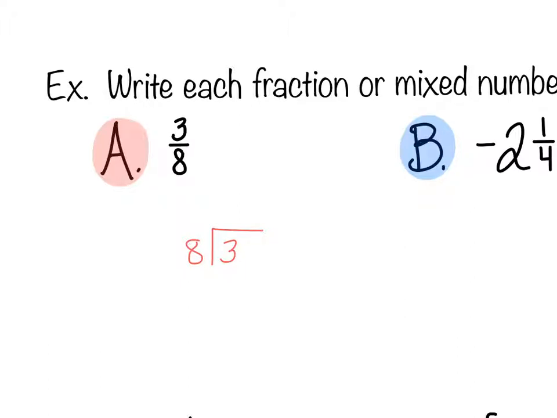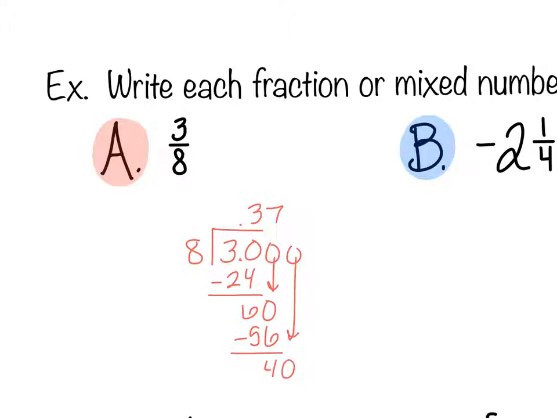So 8 cannot go into 3. We put a decimal point, put one above, drop down a 0. 8 can go into 33 times. 8 times 3 is 24. Subtract. Drop down an extra 0. 8 goes into 60 7 times. 8 times 7 is 56. Subtract. Drop down another 0 next to the 4. And 8 times 5 is 40. So we get the decimal 0.375. Now this 0 is optional. Just make sure you have your decimal point. 0.375 is the decimal version of 3/8.